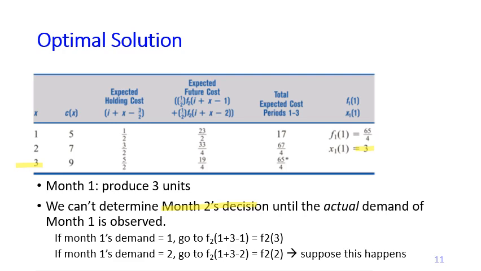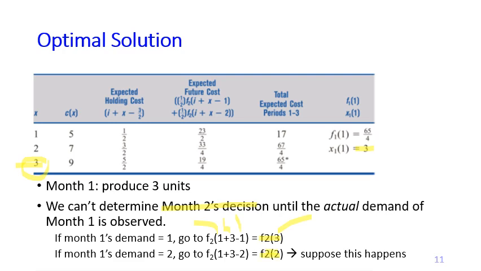If month 1's demand equals 1, we will go to F23, because the beginning inventory of month 1 equals 1. We produce 3 items, so 1 plus 3. If the demand is 1, then we will begin the next period with 3 units. However, if the demand is 2, we will check out F22.